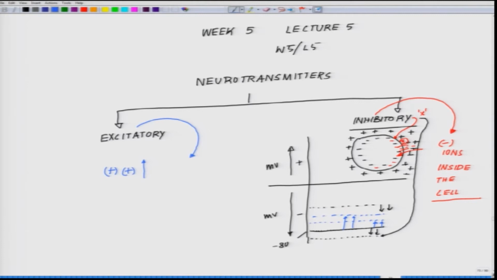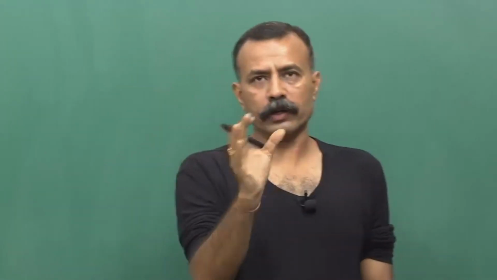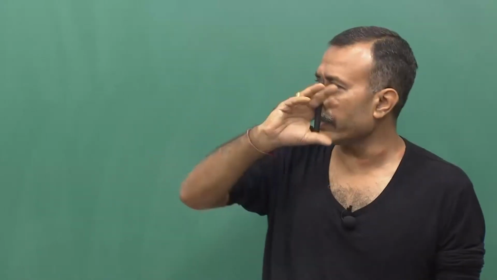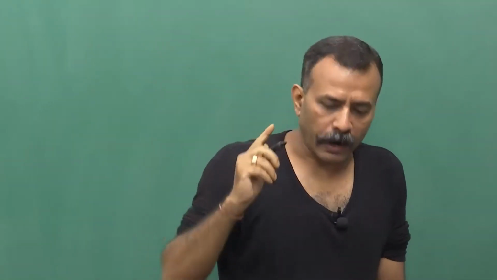If the baseline is sitting at say minus 40, it will become say minus 30. It's all relative, so do not get confused. Be very clear, it is always a very relative parameter. From this baseline, it will make it more positive. And how is that possible?